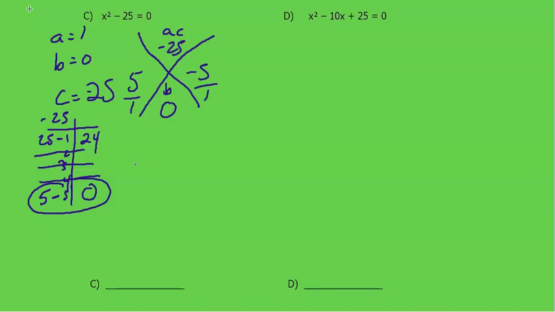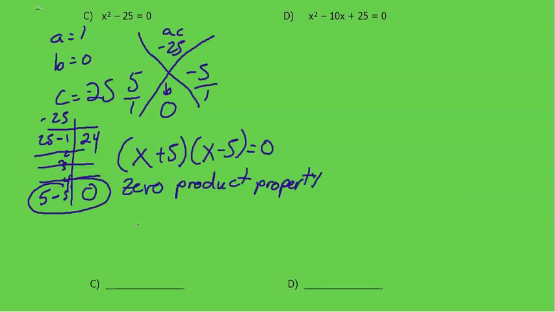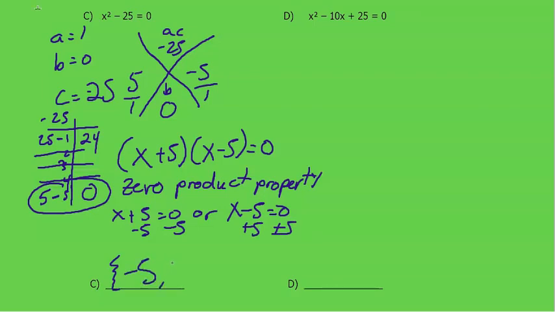Divided by A, which is 1. And then we have x plus 5 times x minus 5 equals 0. Use your zero product property to solve for each of the solutions. Subtract 5, add 5. So there you have the two solutions, -5 and +5. You could also write it as plus or minus 5.